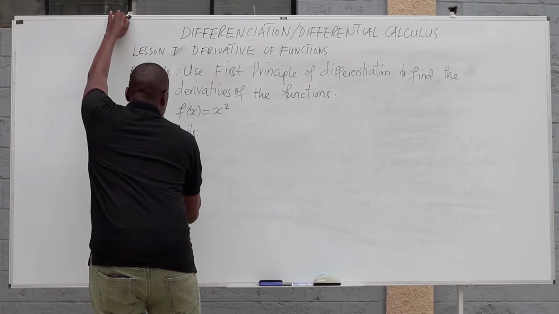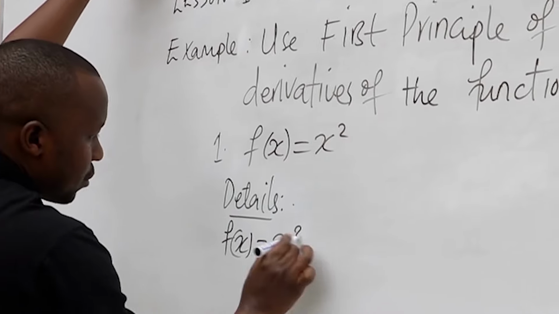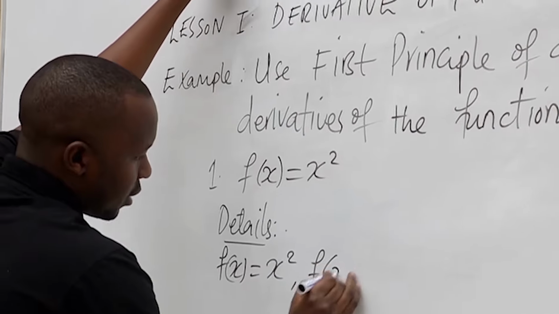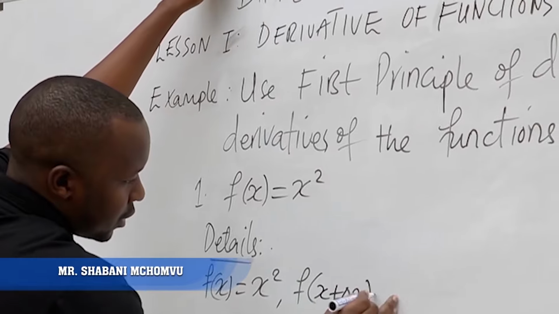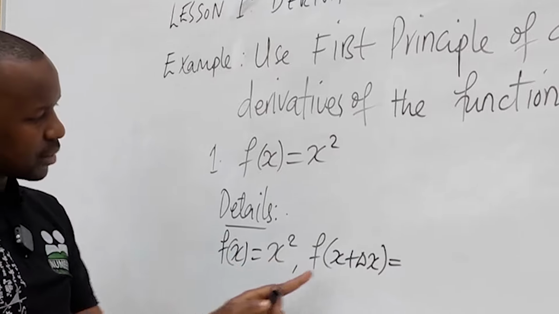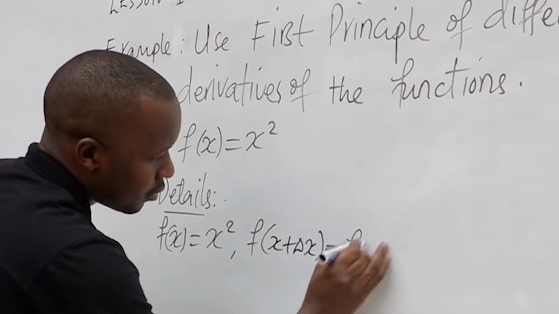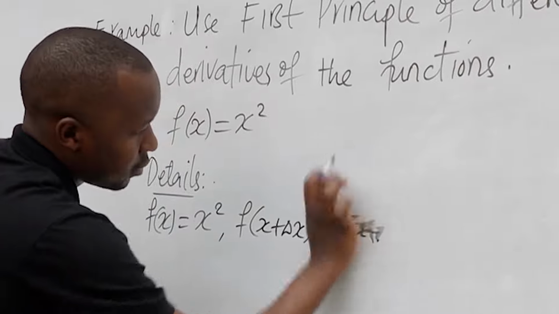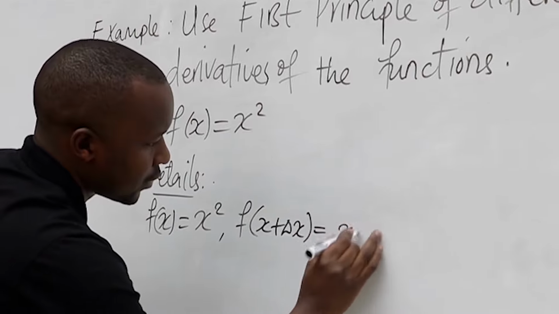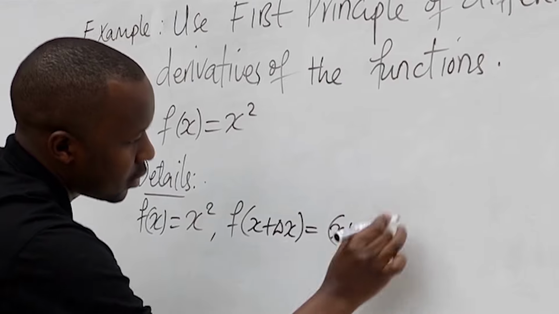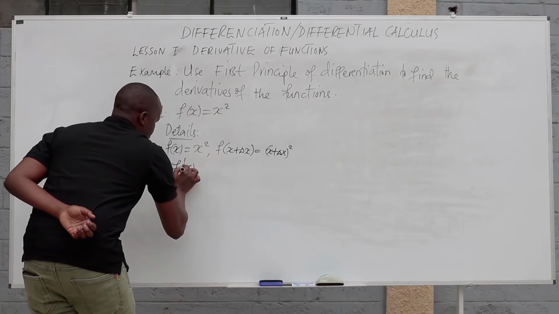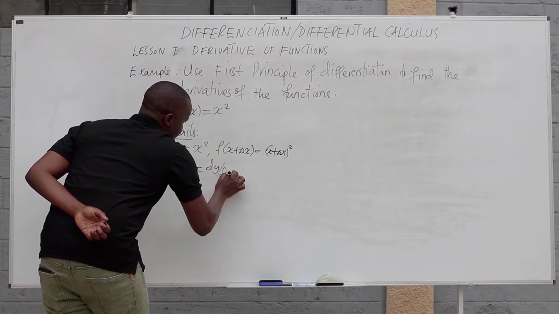We have the function f of x, which is equal to x squared. Now remember, in the first principle of differentiation, we have x plus change in x. So this now becomes, where we have x in the original function, we just substitute x plus change in x. So this becomes (x plus change in x) squared. And then now what is needed? We need f prime, or we can say dy dx.